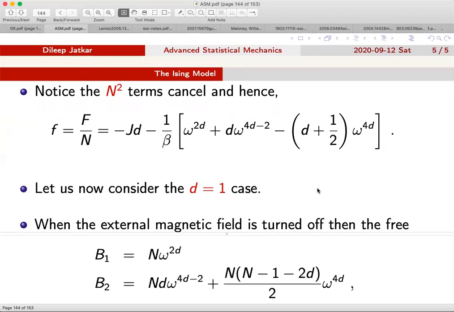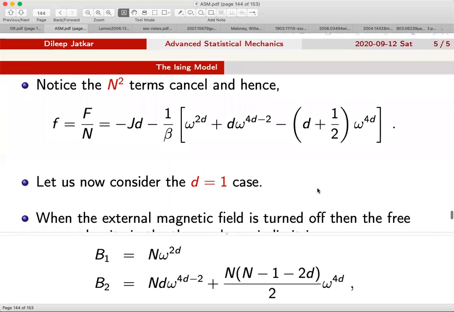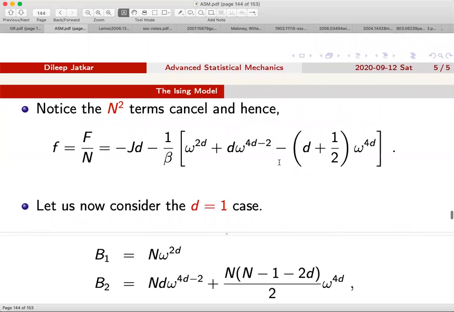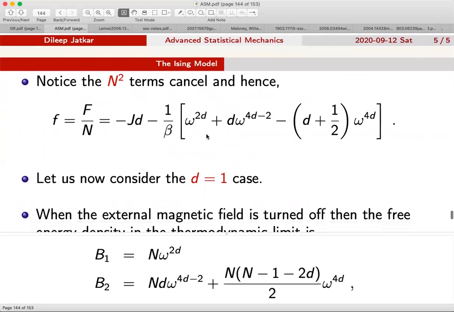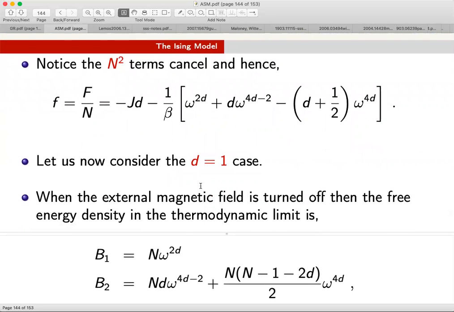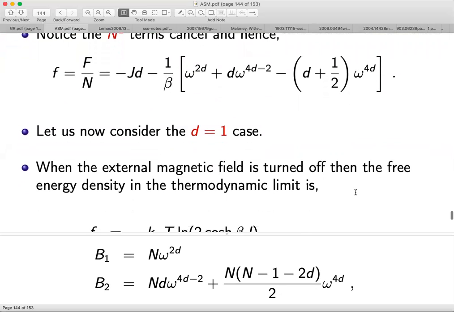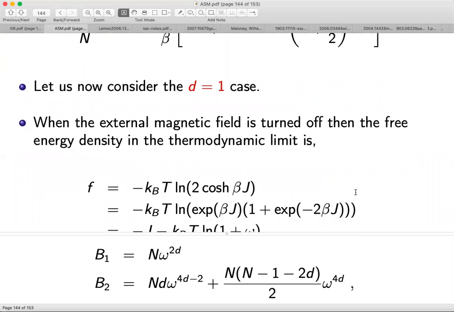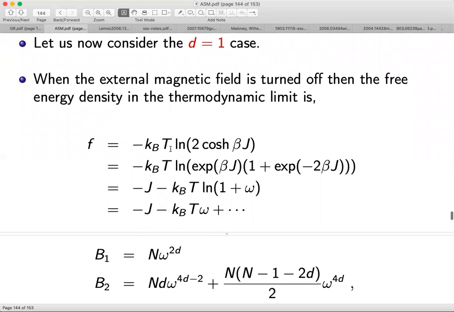Now let's consider the d equals 1 case. Okay, now like in this model where in arbitrary d, here also we'll consider that there is no external magnetic field. Remember, our omega was written in terms of only e to the minus 2 beta j, and there was no h really. So here also we'll assume that the external magnetic field is turned off. Okay, and if it is turned off, then we have computed the free energy using the transfer matrix method, and that is given by minus kbt times log of 2 times cos hyperbolic beta j.